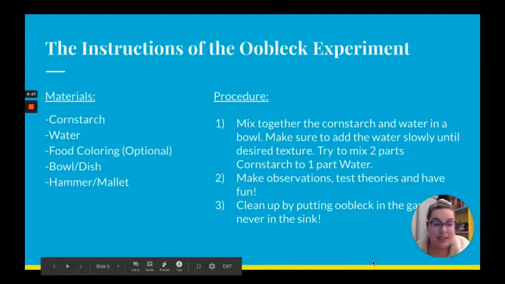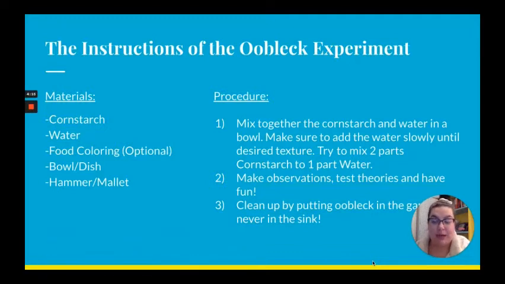So this is my slide for the instructions for the Oobleck experiment. All you need is cornstarch and water and a bowl or dish to mix everything in, and then the food coloring and the hammer are actually optional. We chose to just do it with our fists, and that seemed to work out really well.